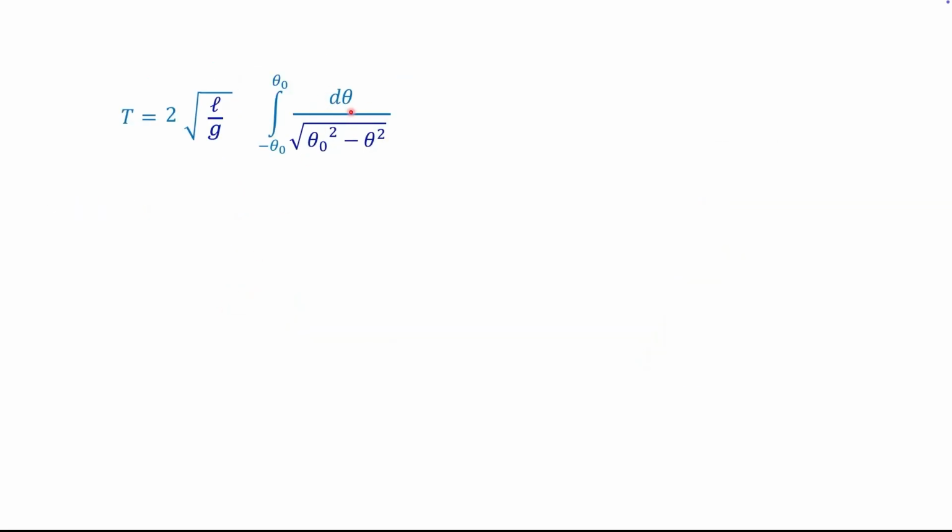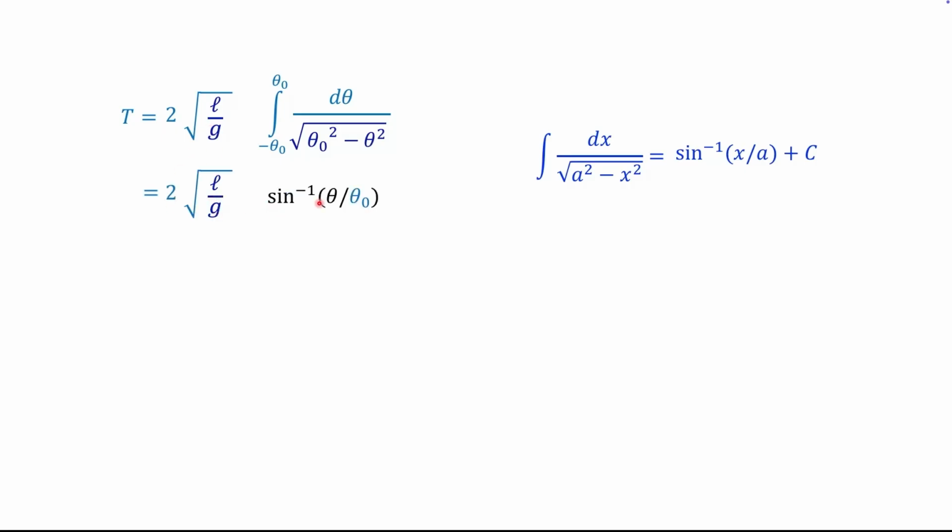To evaluate this integral, I am going to use this formula. Integral dx over square root of a squared minus x squared is equal to sine inverse of x over a, plus a constant. So t is equal to 2 square root of L over g, sine inverse, theta over θ0. Ignore the constant as we are dealing with a definite integral. Put the limits. Is equal to 2 square root of L over g.